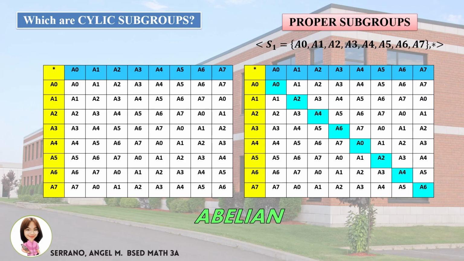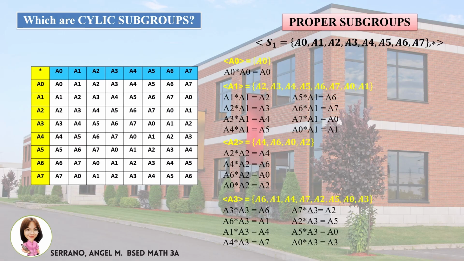Next, let's determine if S sub 1 has at least one generator. Starting with the element generated by A0. As you can see here, the element generated by A0 is A0, and we get this result by operating an element to A0 repeatedly. In this case, we have A0 star A0, which is equal to A0, which is itself. And as we can see, it didn't generate the entire group of S sub 1, therefore it is not a generator of S sub 1. Then next, let's check the elements generated by A1.